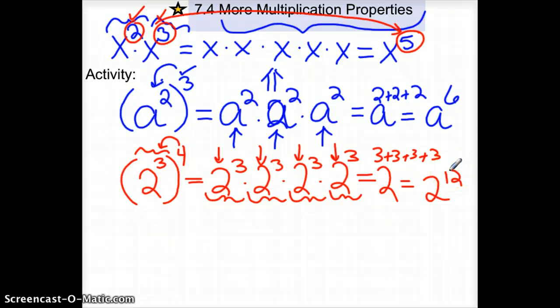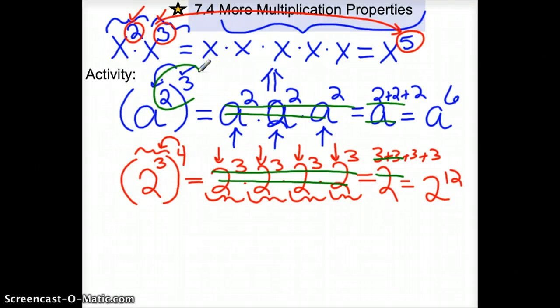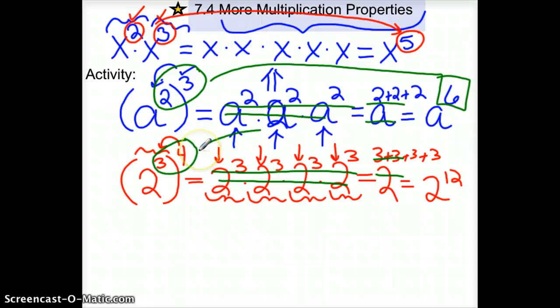So now again, let's see if we can come up with a rule for this so we can avoid writing all this out, which we don't want to do. So let's look at the link here. When I did a squared to the third power, I ended up with a to the 6th. When I did 2 cubed to the 4th power, I ended up with 2 to the 12th. So you can see the connection between the exponents that I started with and the one that I ended with. It looks like it's just the product, or what I get when I multiply them. And that is the case.